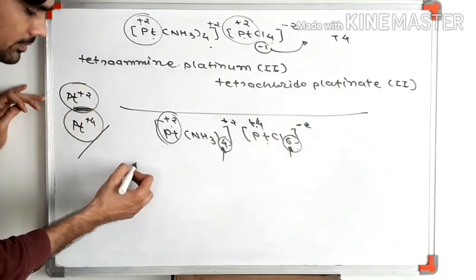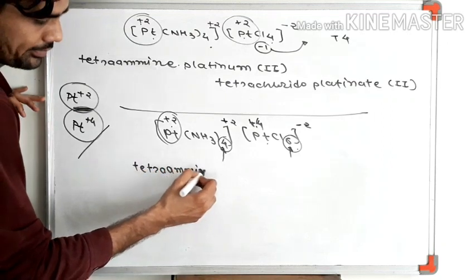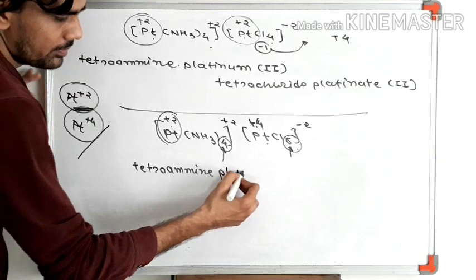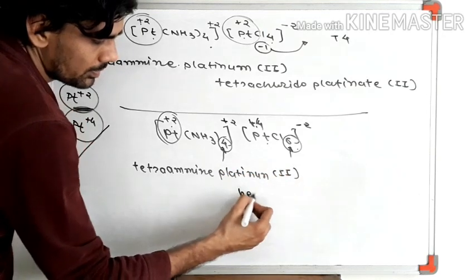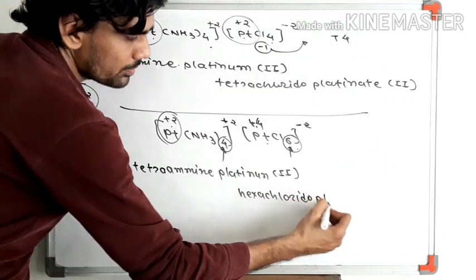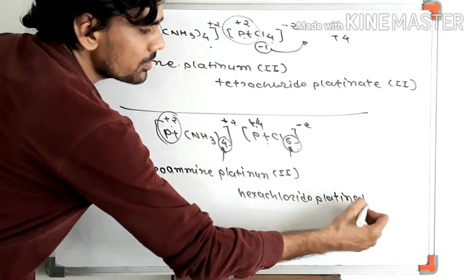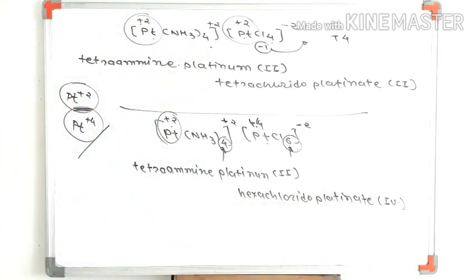Name should be tetraammineplatinum(II) hexachloroplatinate(IV). Clear? These are the rules for IUPAC nomenclature of coordination compounds. Clear? Now the last one.